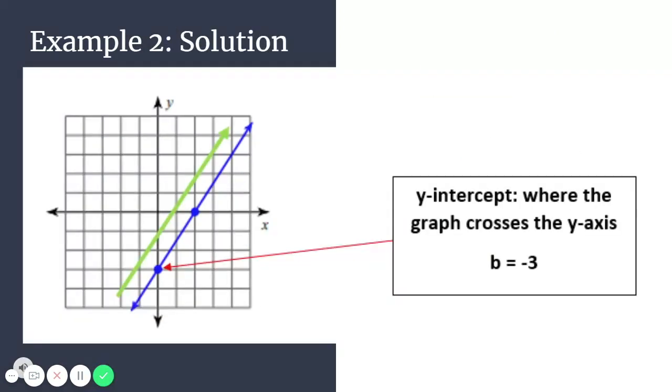Let's look at the solution for example 2. In example 2, the y-intercept is b equals negative 3, because negative 3 is the point where the graph crosses the y-axis. To determine the type of slope, we need to see what direction our line is going in. In example 2, our line is going in an upward direction, as indicated by the green arrow, which means that our line has a positive slope.